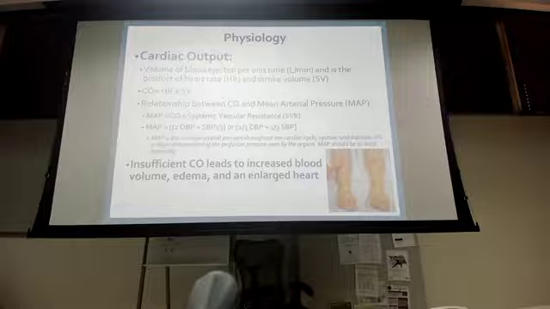So mean arterial pressure is average organ perfusion. We want it to be over 60. There's the equation there for you. I don't need you to know that, but basically if it's over 60, that's what's required to perfuse the kidneys and the brain, right? The vital end organs.